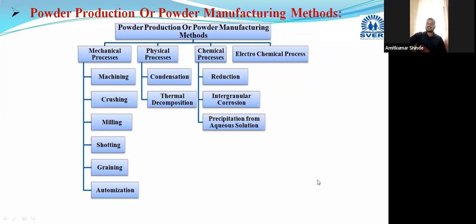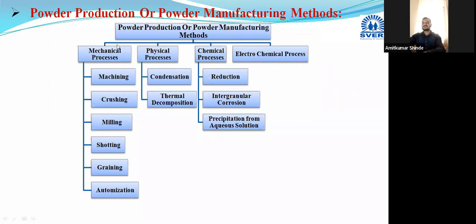And a suitable method is selected. This is the first step, that is powder production. Powder production is the first step in the manufacturing of any component using the powder metallurgy technique. We have to select the suitable method from these available methods depending on the desired properties in the final product, and the shape and size of the particles. You have to identify the required shape and size of the powder particle, and select a suitable method.